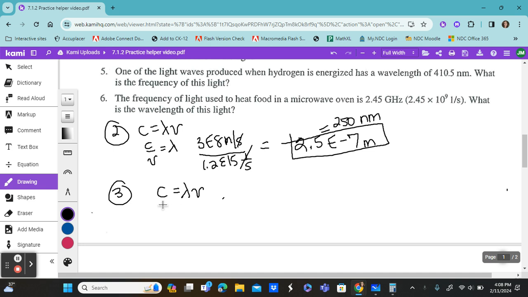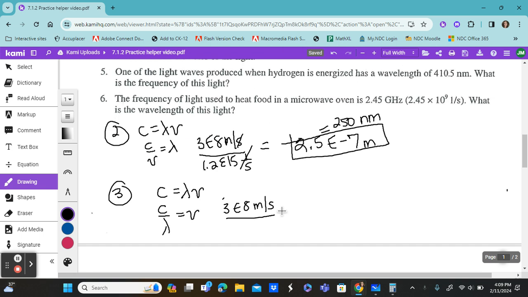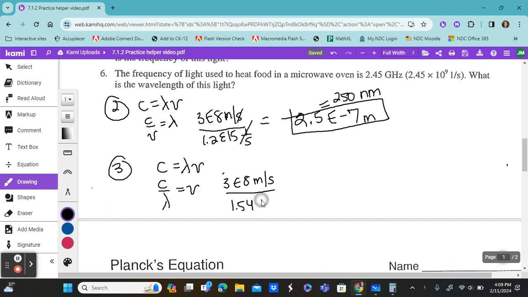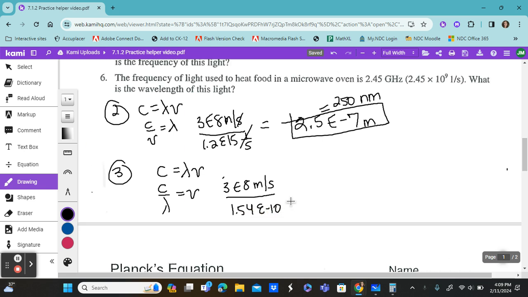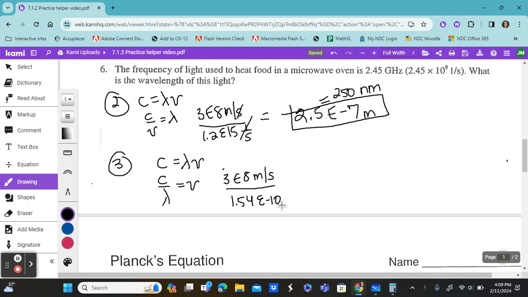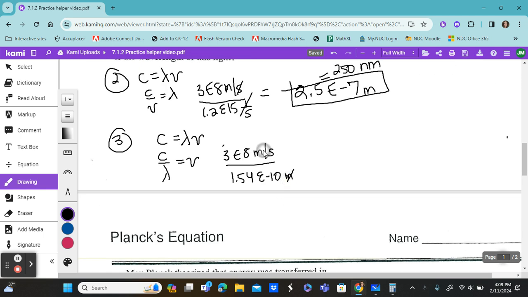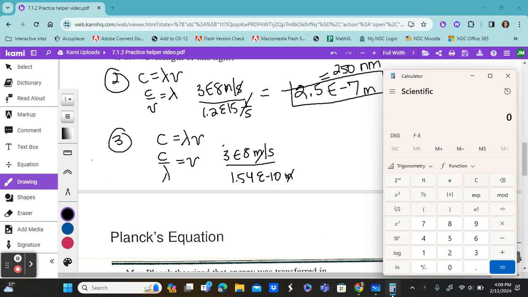Okay, so we are solving c over lambda equals nu. So 3e8 meters per second divided by 1.54e-10, and that was in meters. Okay, good. So this will cancel out. Okay, and then we're going to be left with seconds, but that's really over once. It's 1 over second, so this is really going to be inverse seconds, which is an acceptable unit for frequency.